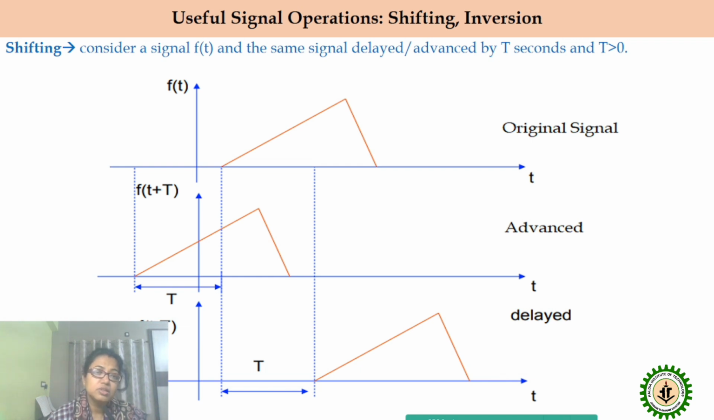Like, consider this first signal. This is the original signal which I have received from the sensor. Now after that we need to do some processing. So we can shift the signal to the right side, or we can shift the signal to the left side. When we shift the signal to the right side, it is called delayed, and to the left it is called the advanced signal. So why is it called a delayed signal and why an advanced signal?